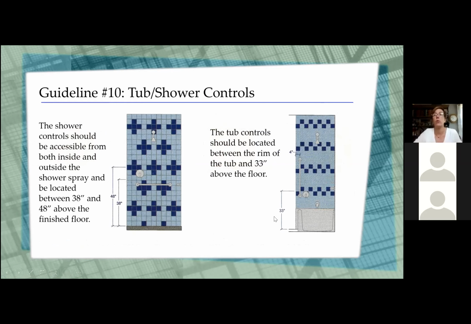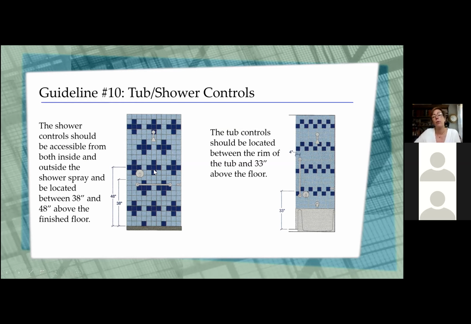Tub shower controls. All right, so controls in a shower, and the first diagram is in a straight shower, just a shower, not a tub shower combination. They should be accessible from both inside and outside of the shower spray and be located between 38 and 48 inches above the finished floor. So most commonly we see in our showers where we're putting the shower head at the top and then we're putting the control in the middle.